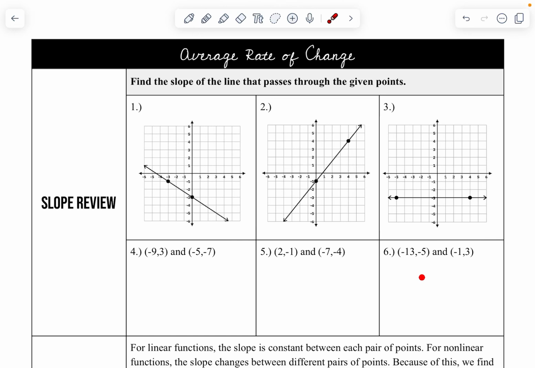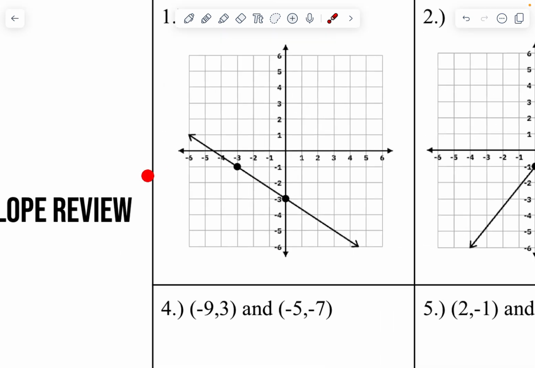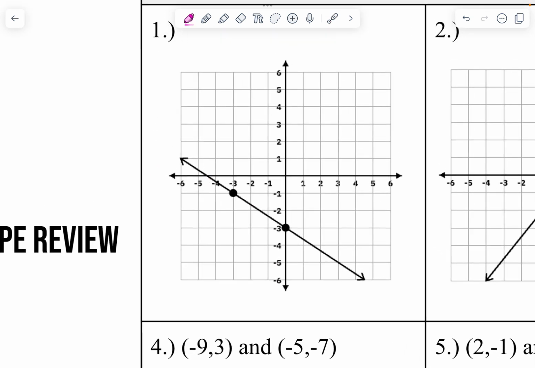Average rate of change. So let's review slope of lines from our Algebra 1 days. When we're given a graph like this, we can draw a slope triangle. Remember, slope is always the rise over the run. So this is 2 blocks up and 3 blocks over. But we notice that the line is headed down from left to right, so we know it's a negative slope. So our slope here would be negative 2/3.